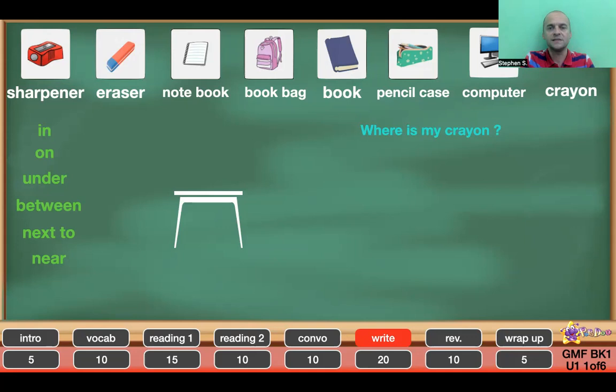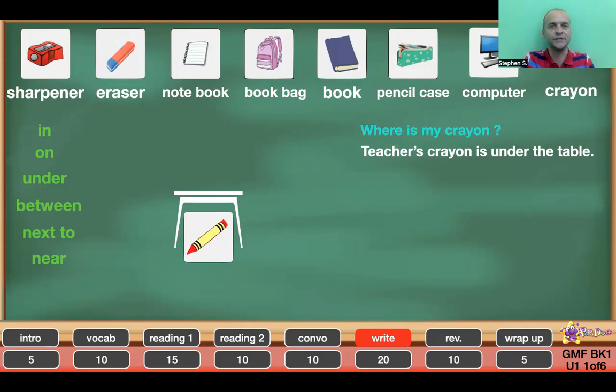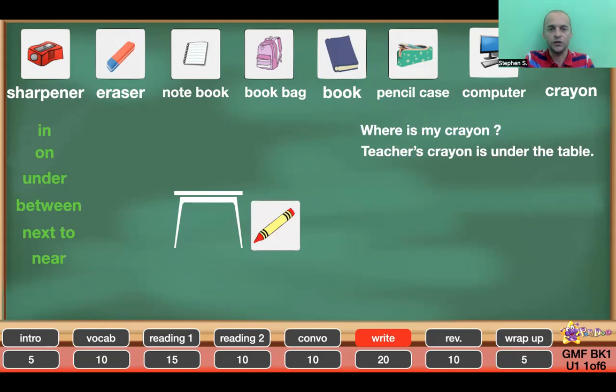So this is the answer. I put the flashcard underneath the table and then encourage my students to say, teacher's crayon is under the table. Good job. Boys and girls, where's my crayon? Teacher's crayon is next to the table. Good job, boys and girls, where's my crayon?